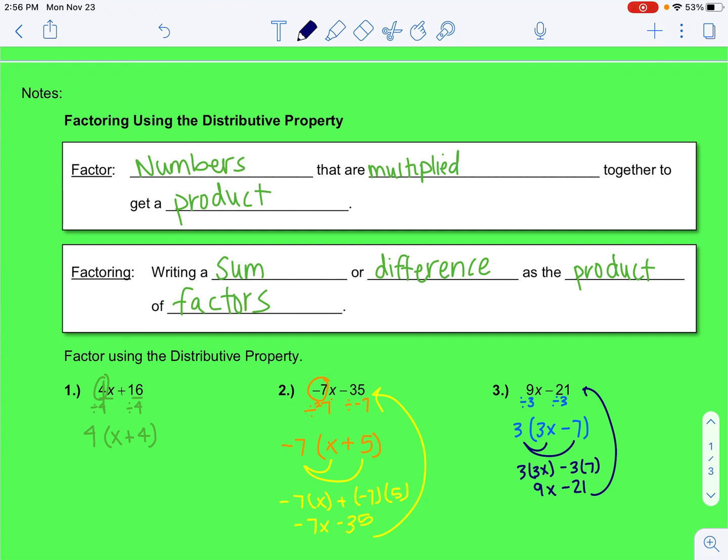So factoring kind of takes some backwards thinking, but once you start getting the hang of it, you'll be able to pick up on it very quickly.